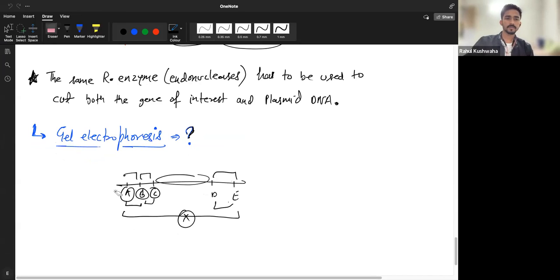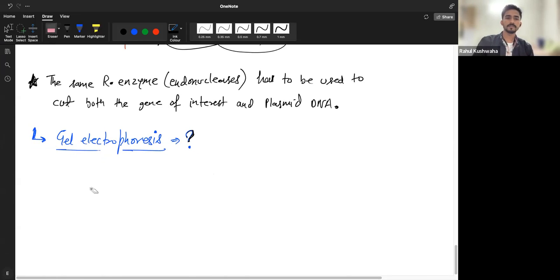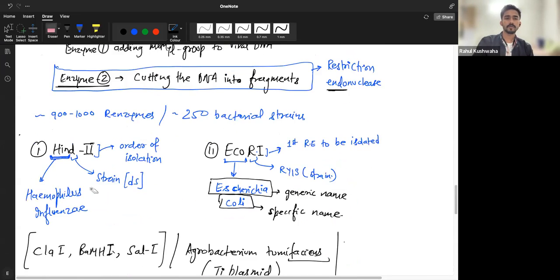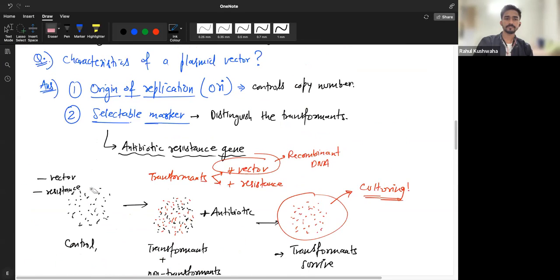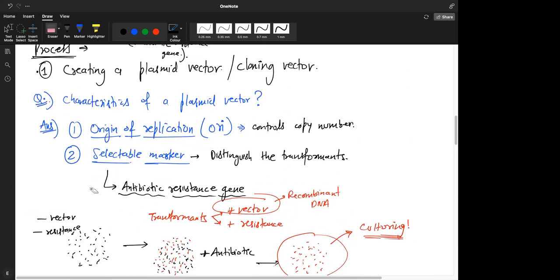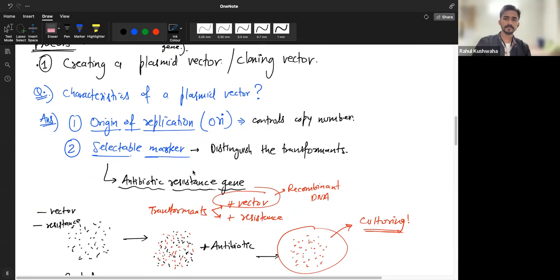This was something I was discussing with Sahel after the class as a doubt. Anyways, where did we start in the last class? Here, right? We did selectable markers. Yes, correct.